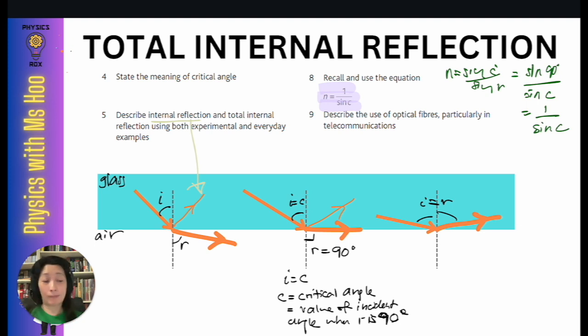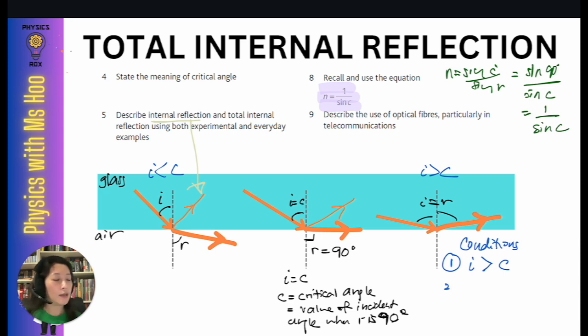In addition to this, please also remember that when it comes to total internal reflection, it doesn't happen all the time. It depends on whether the conditions are right, and there are two conditions that must be fulfilled for total internal reflection to occur. The conditions are, as you can see, the incident angle must be greater than the critical angle. So here, this is when the incident angle is less than the critical angle. Here, they're equal, and here, this is more than. So I'm going to write here in short form, the incident angle must be greater than the critical angle.